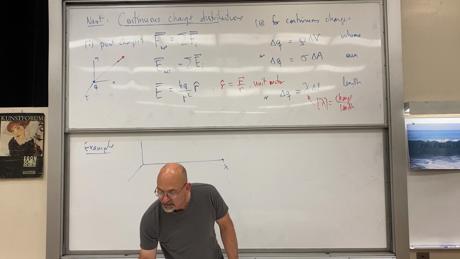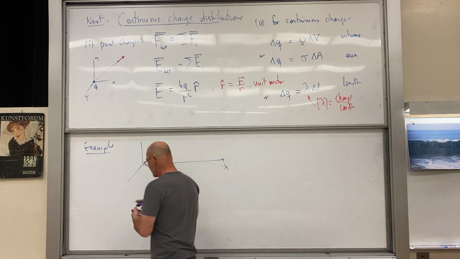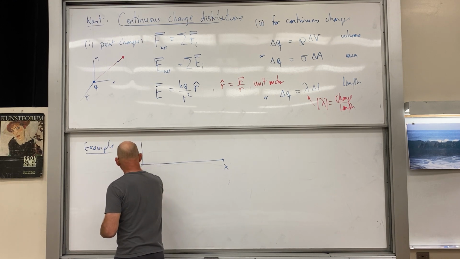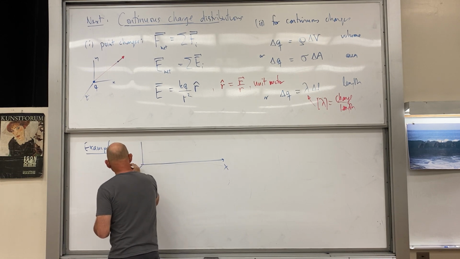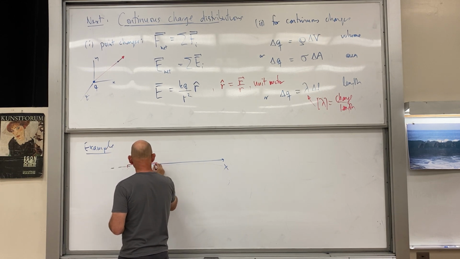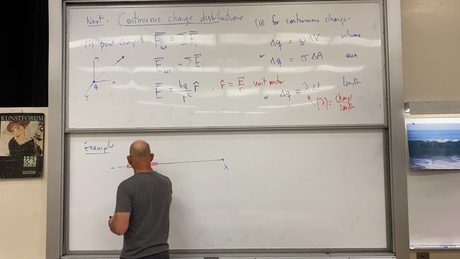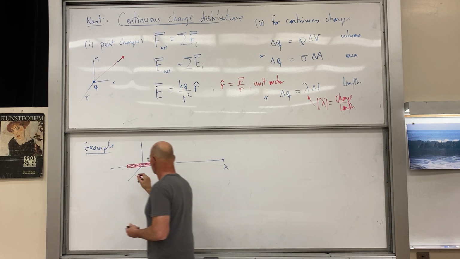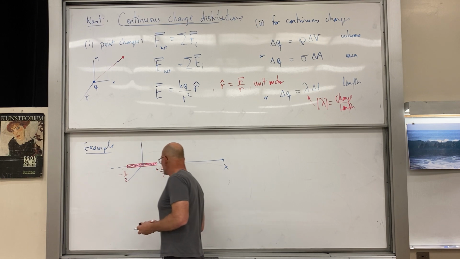Line charge. Yeah, they go from the origin. Good. So what we're going to do is have a line charge. Here's the x-axis, from minus L over 2 to plus L over 2. Okay. So this is a line charge, and this is minus L over 2, this is plus L over 2.